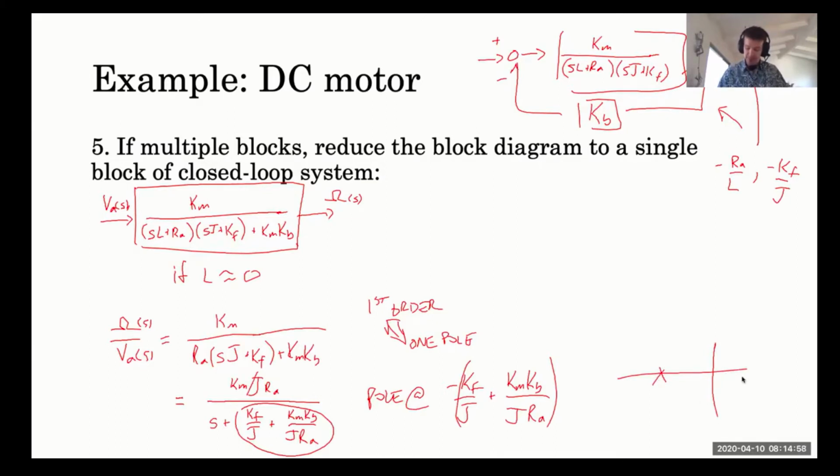So here's our first pole zero diagram of the quarter. This is, again, the real axis and the imaginary axis.